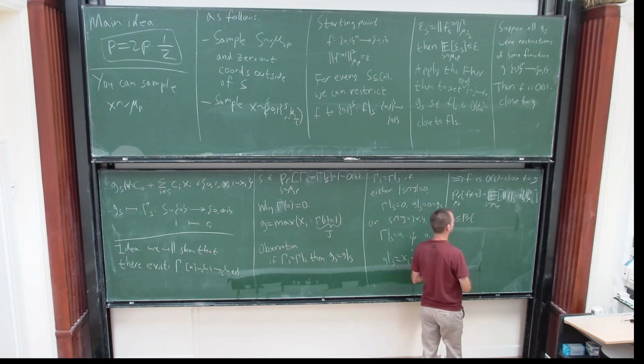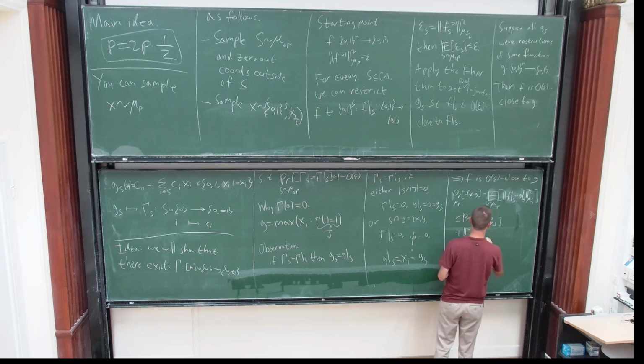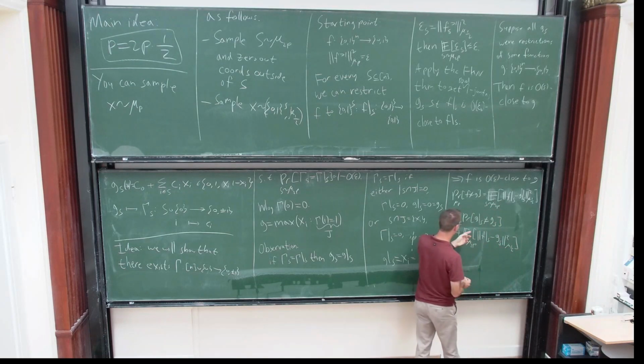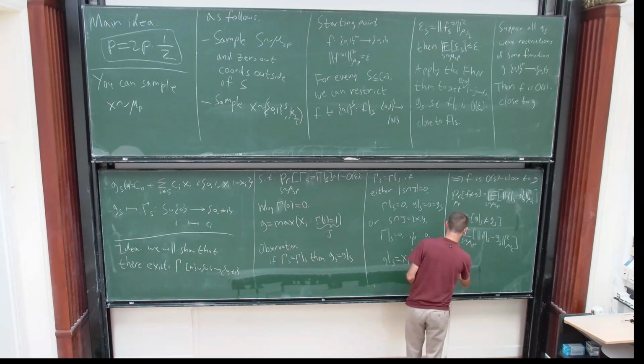Okay, now it makes sense. There's most probability that G restricted to S is different from GS, plus the expectation of the distance between F restricted to S and GS. Okay, but this is order epsilon and this is order epsilon, so in total it's order epsilon, right?